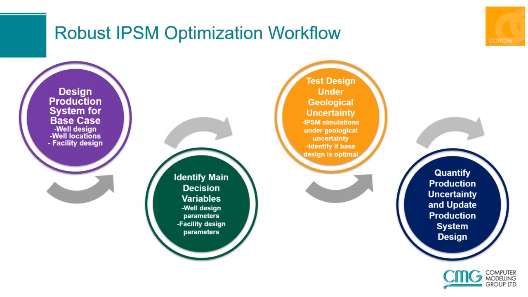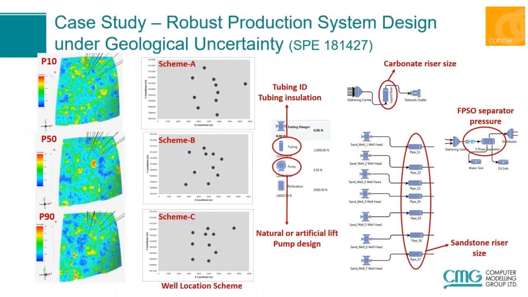So in this study, we continued our work into a SPE paper where we took the geology and we got a bunch of realizations from the geologist. So I'm showing three here on the picture on the left. There is a P10 realization, a P50, and a P90. And corresponding to each of the realizations, I have a scheme of the well locations. So scheme A corresponds to the best recovery that we can get from the P10 realization. Scheme B is for P50 and scheme C is for P90.